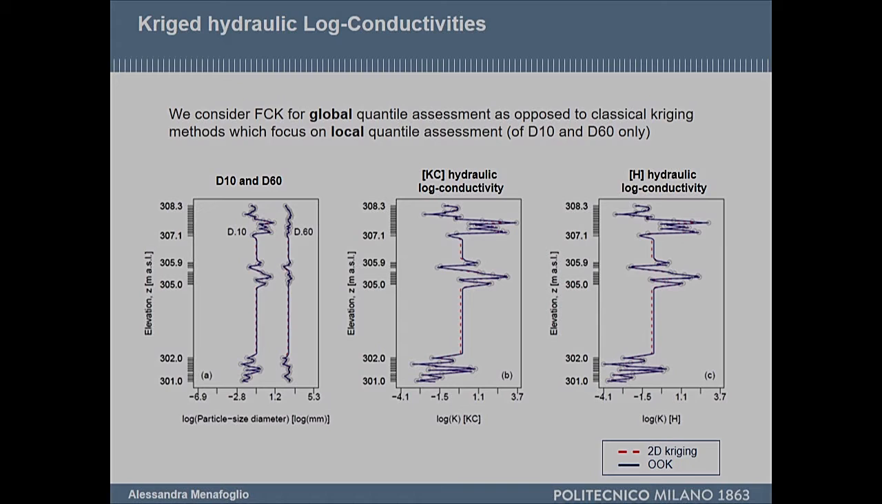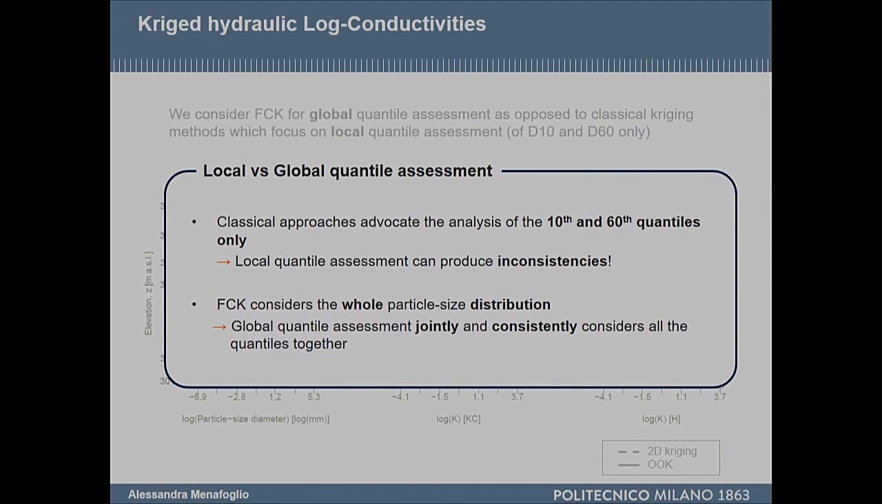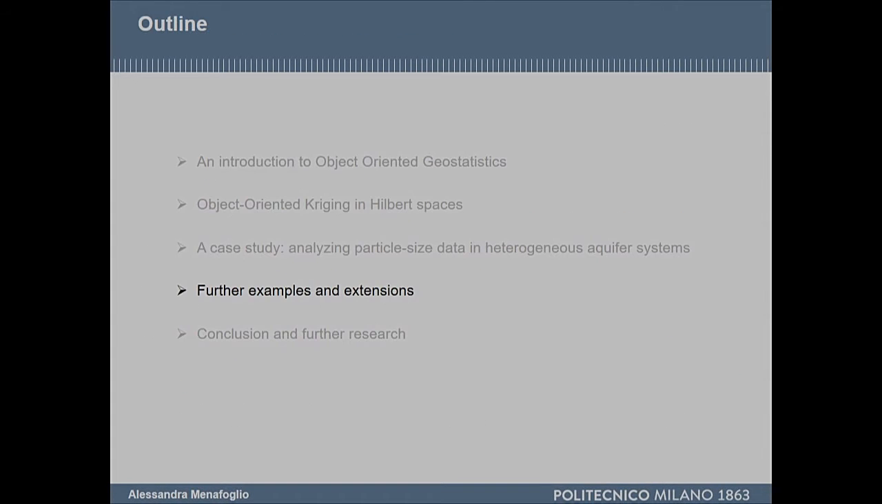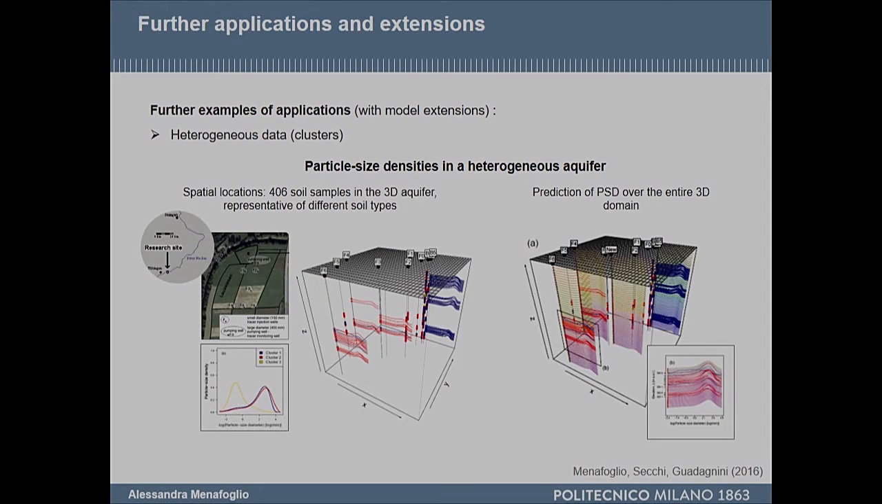Now in this case, the results are consistent, but in fact, we are not guaranteeing that using a 2-dimensional kriging, the ordering relation between D10 and D60 is respected, because we are not imposing that D10 is lower than D60. So one big advantage of our approach is that we are able to guarantee that, as long as we use the entire information content within the particle size curve, we can get consistent estimations of all the quantiles jointly.